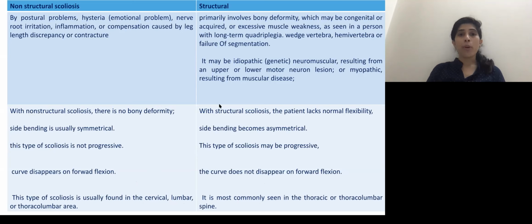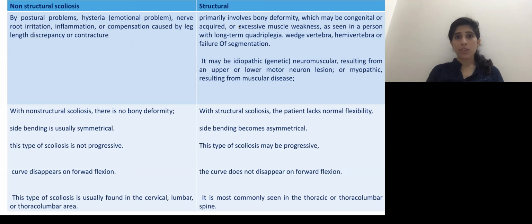Okay, so the problems involved in non-structural scoliosis are postural problems, then emotional problems, nerve root irritation, inflammation, compression caused by leg length discrepancy, and contractures. All of these can produce non-structural scoliosis. If it is possible to cure this problem, then definitely we can correct the excessive scoliosis posture as well.